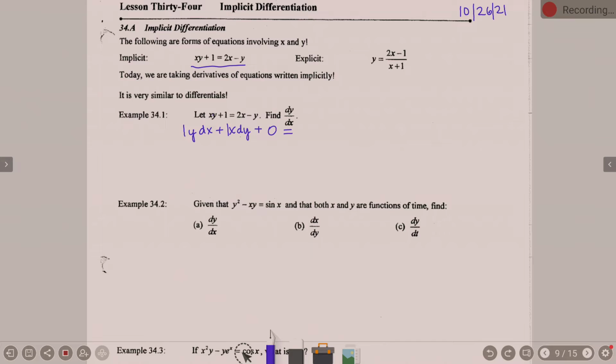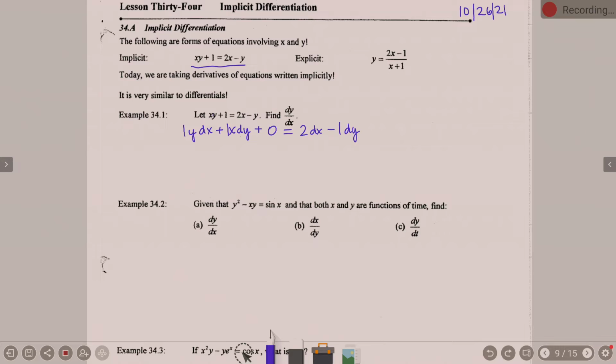Okay? Derivative of 2x. 2. And then we're going to say dx because we're using differentials. Minus the derivative of y. Minus 1 dy. Are we okay with that first step?